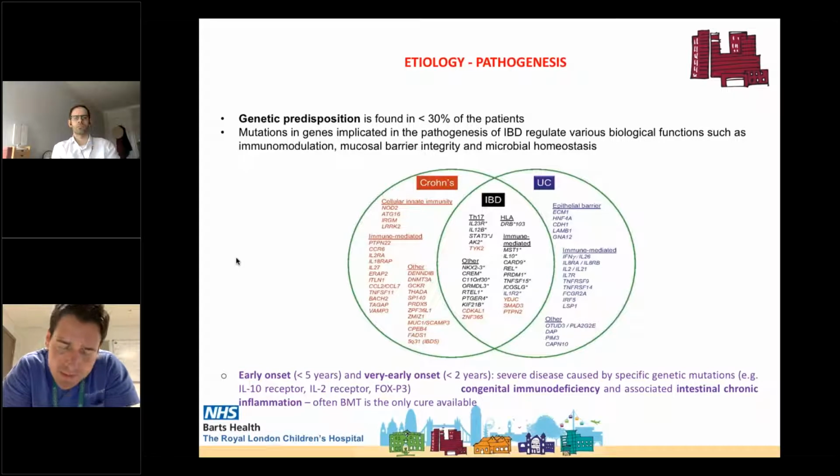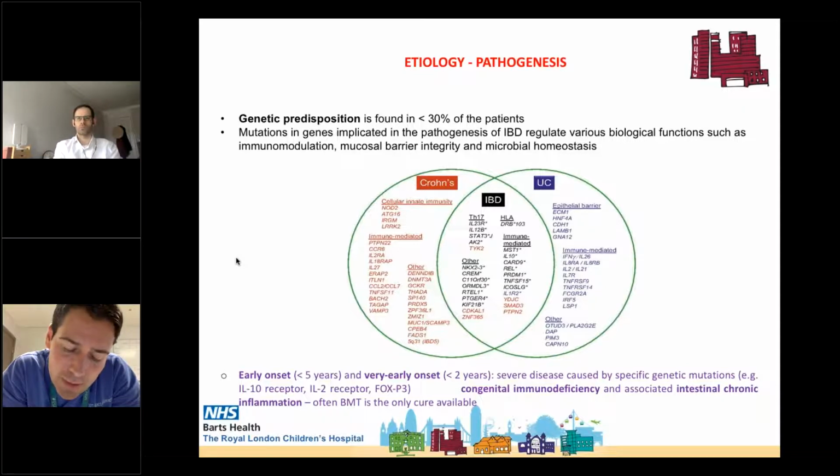Looking at genetics, we know from a number of studies that there's a series of variants or mutations that have been identified, and they have been linked with predisposition for Crohn's disease, ulcerative colitis, or IBD in general.